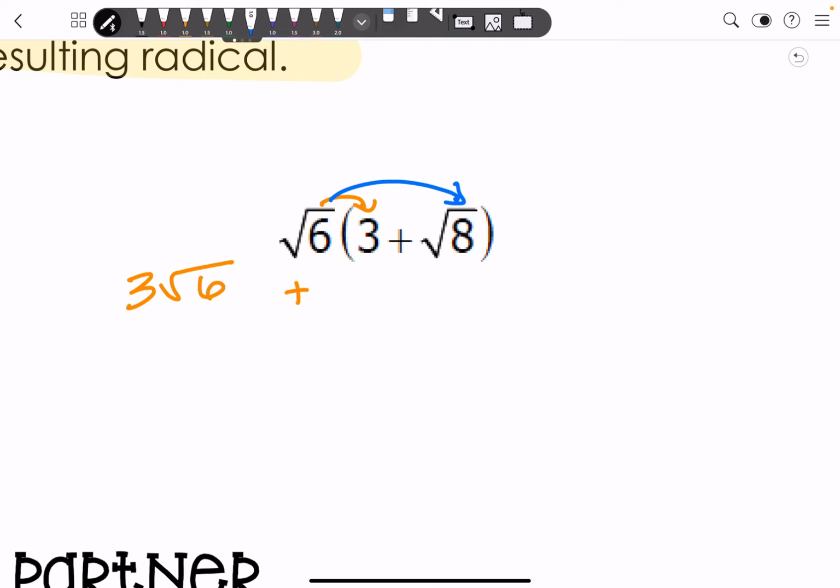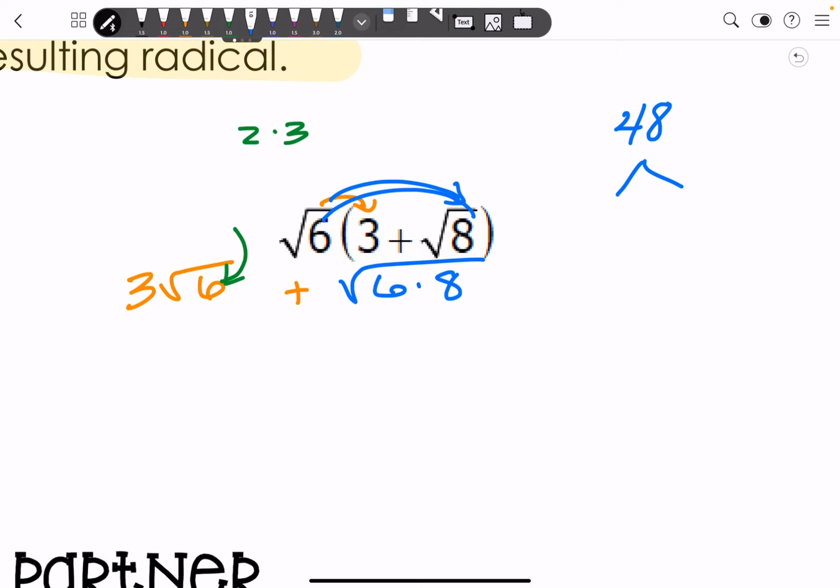Plus the square root of 6 times the square root of 8, because this is inside times inside happening on this one already. We look at this, not a prime number, but its only factors are 2 prime numbers and they're not couples. So we leave it as such. Okay, so we've got 3 square root of 6 plus the square root of 6 times 8. So we need to simplify that one. We know it's 48, by the way, 6 times 8.